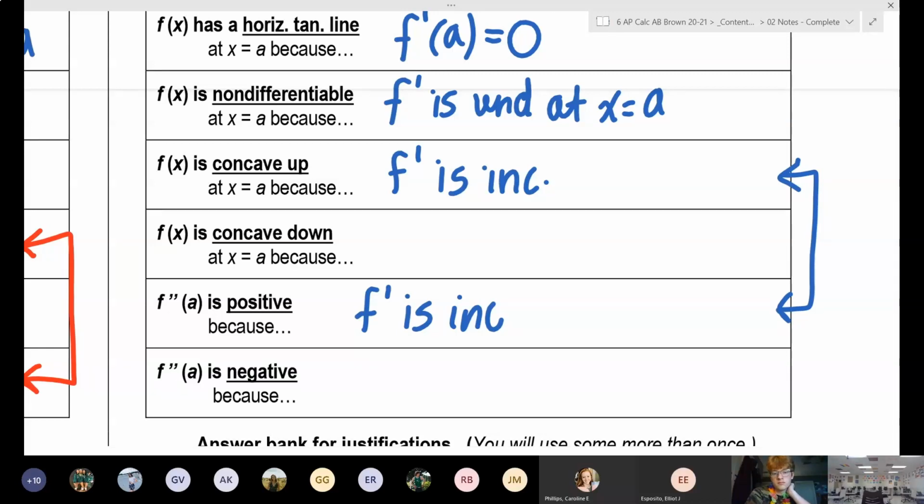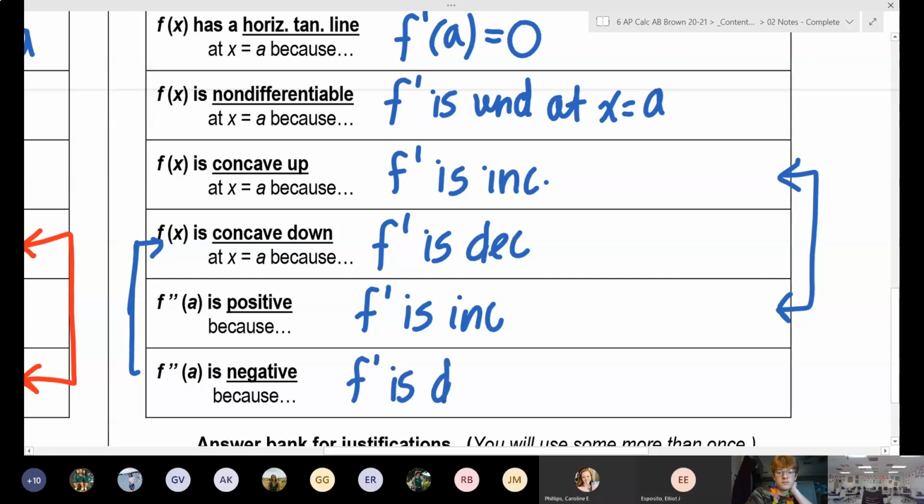And I can also link these two together. Concave down would mean where f prime is decreasing.